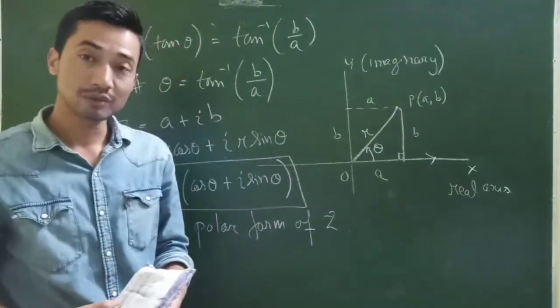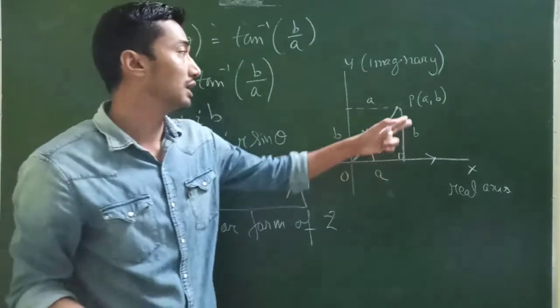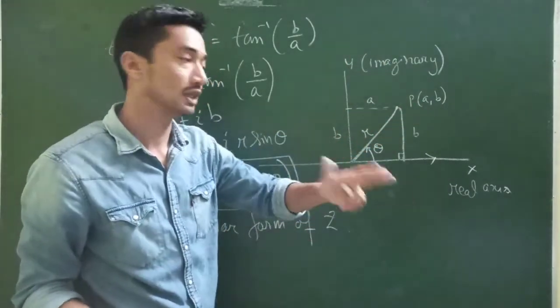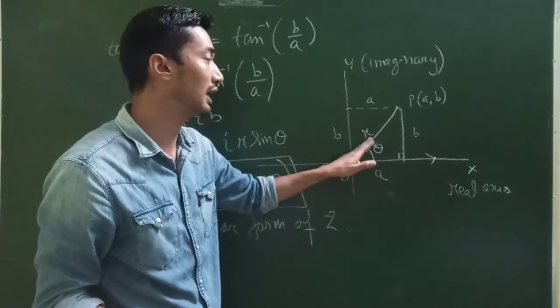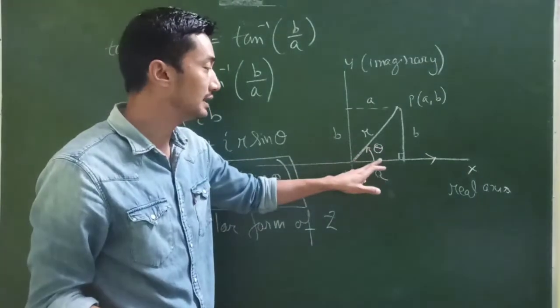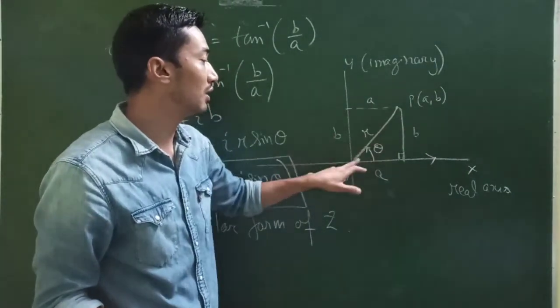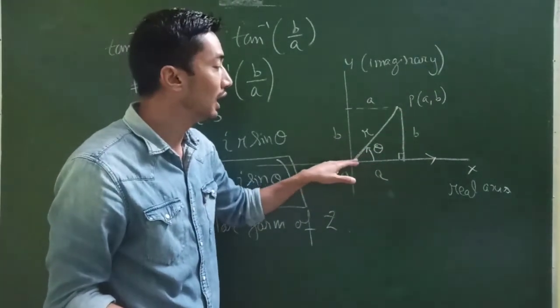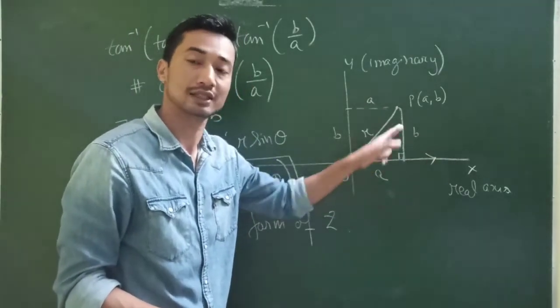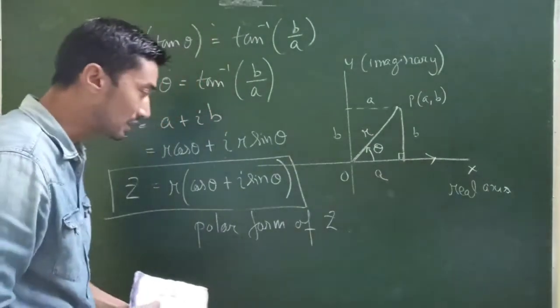Right from the beginning, as we mentioned, the point P(a, b) can be represented using another set of parameters also, that is theta and r, where r is the distance of the point P from the origin, and theta is the angle made by the line joining the point and the origin with respect to the positive direction of the x-axis. Just using two different parameters.